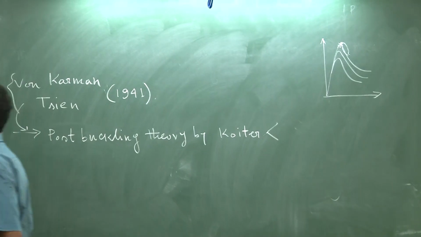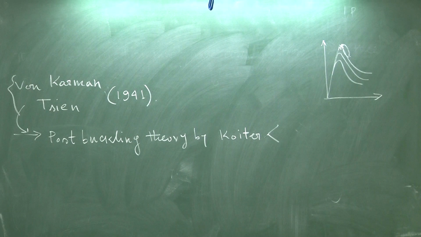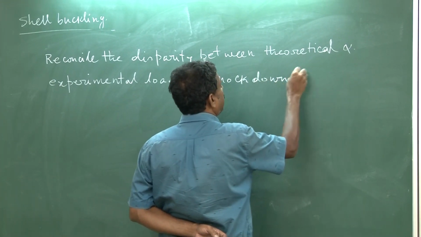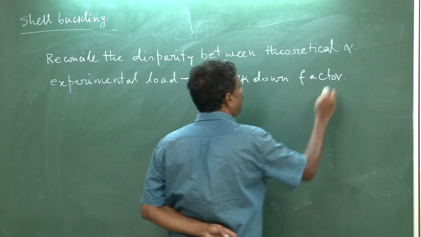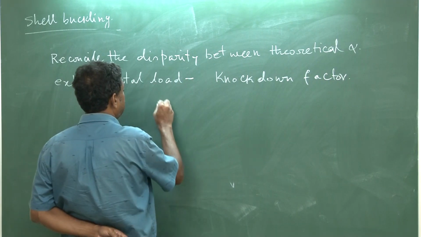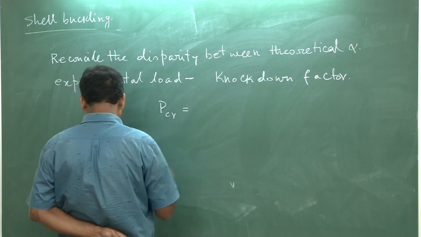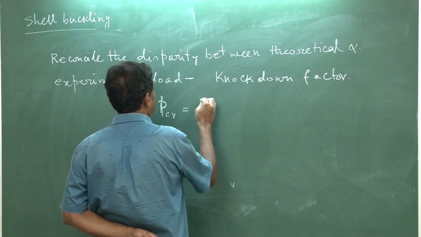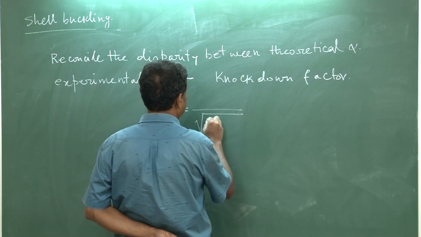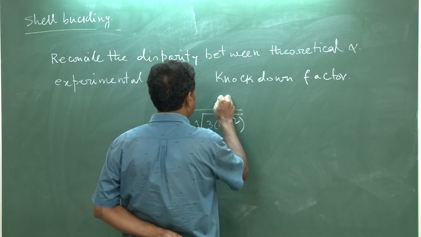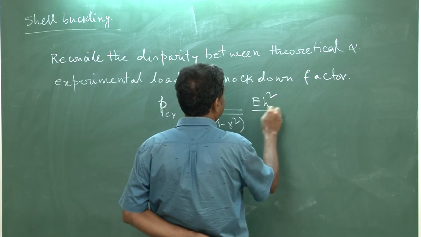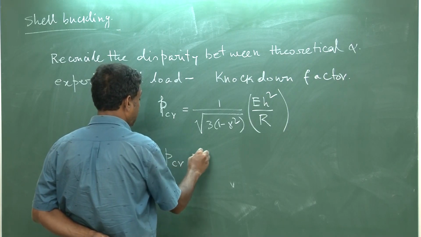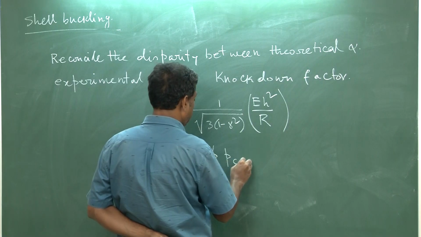So, this was to reconcile the disparate experimental loads. A knockdown factor was proposed. So, what is the knockdown factor? In the theoretical load, P critical, the axial critical pressure is given by 1 divided by root of 3 into 1 minus mu square, into E H square by R, right? This was the formula. So, the experimental load divided by P critical gives phi.